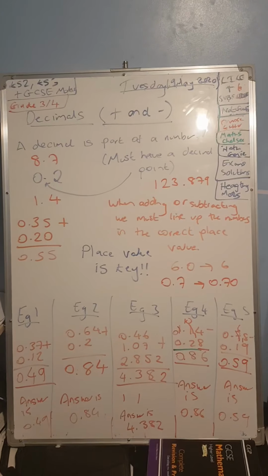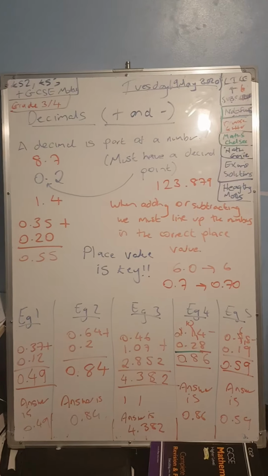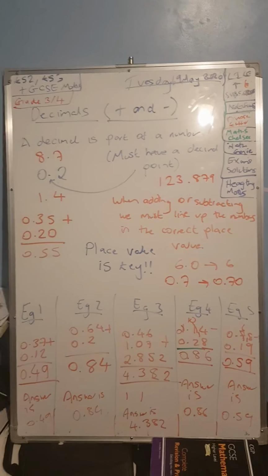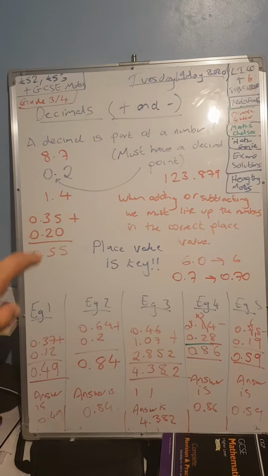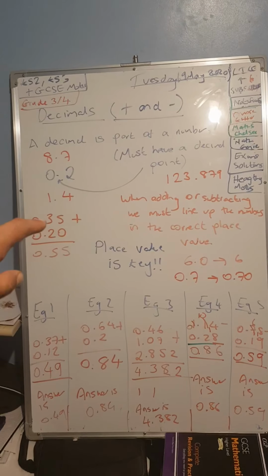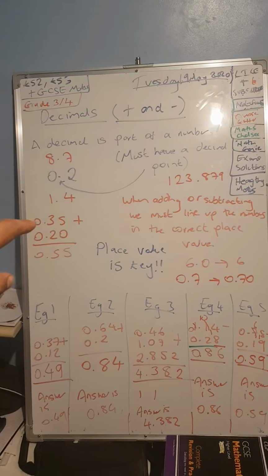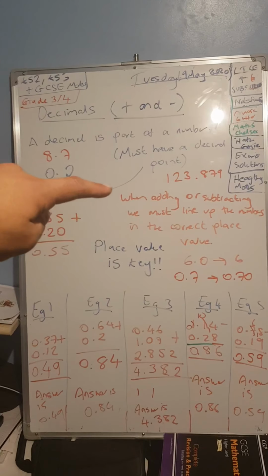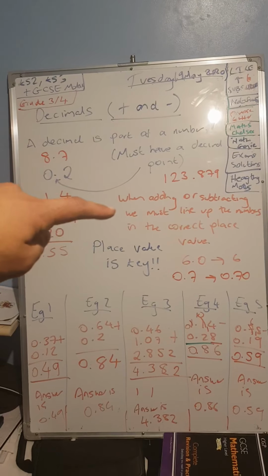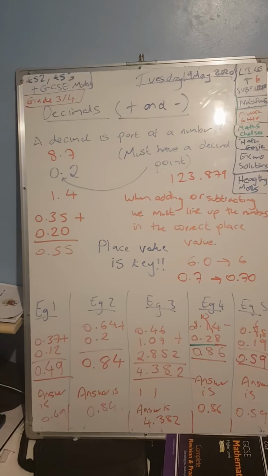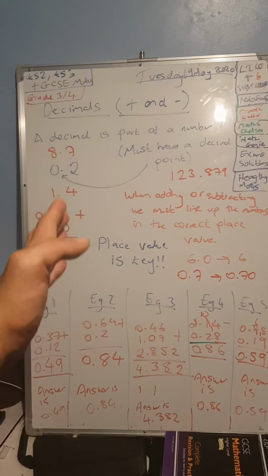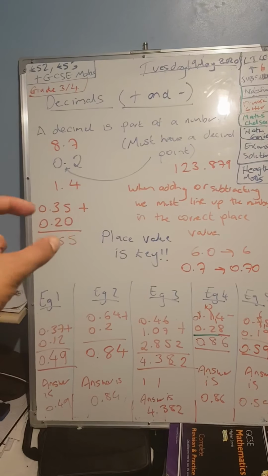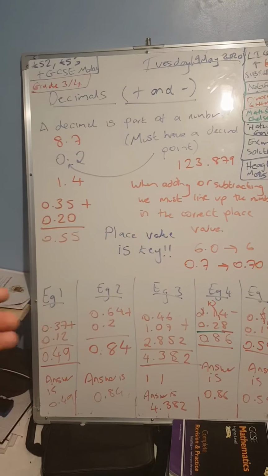Right guys, so we were looking at how to actually add and subtract decimals. Before I move on to the 5 examples, if you look here, I've got 0.35 plus 0.20. When adding or subtracting, we must line up the numbers in the correct place value. Place value just means where the numbers appear within that number, if that makes sense.